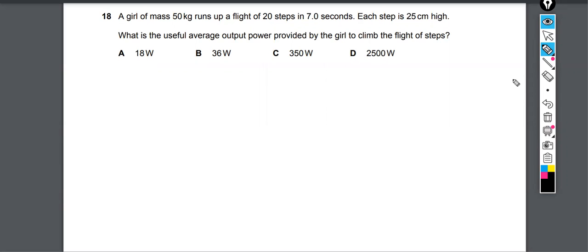A girl of mass 50 kilograms runs up a flight of 20 steps in 7 seconds. Each step is 25 centimeters high. What is the useful average output power provided by the girl to climb the flight of steps? So it's exactly the conclusions that we reached with the horsepower lab. If it's an open note test, you could just go back and say, oh, that's the horsepower lab. Let me review my calculations there to see how I would approach this.